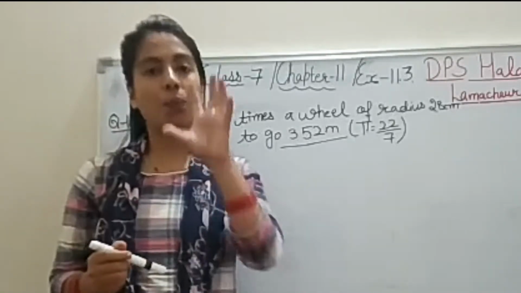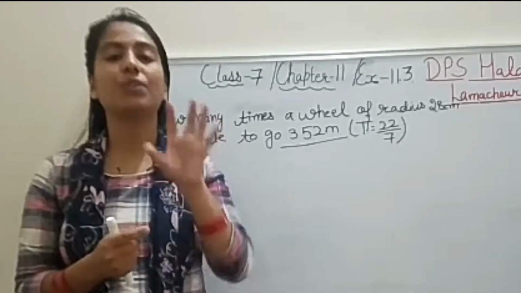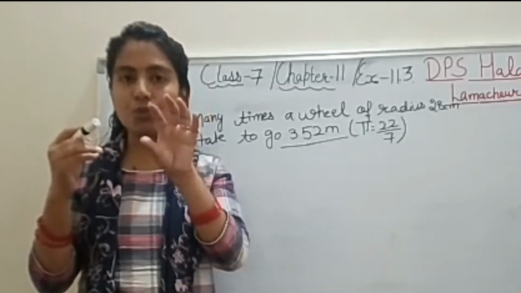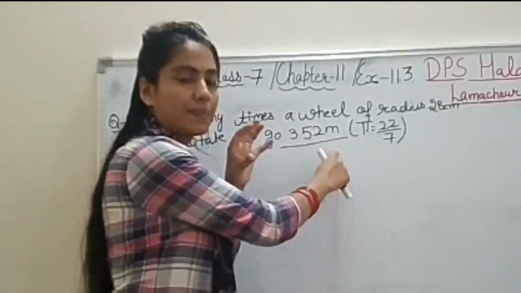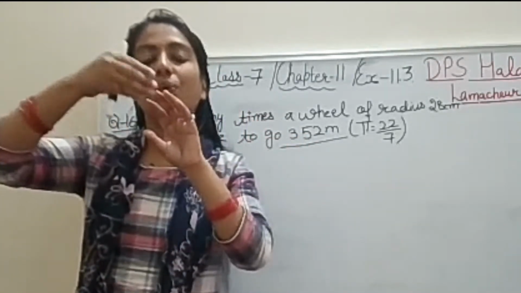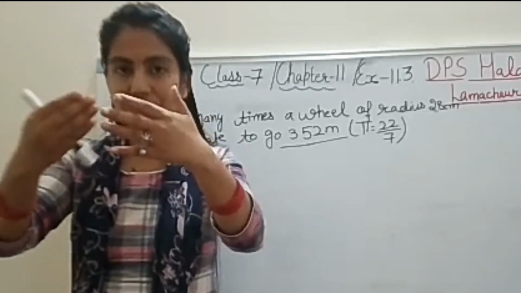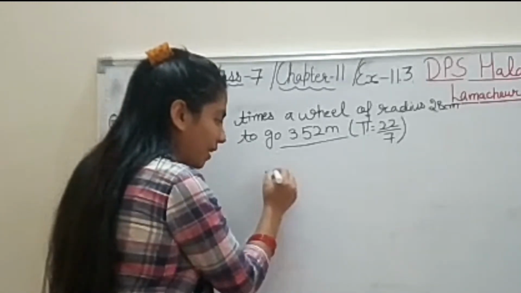What is the question? One wheel is there, of any car, whatever. That one wheel has to cover this much distance. So how many times will it rotate? It means the number of rotations. You have to find out the number of rotations.